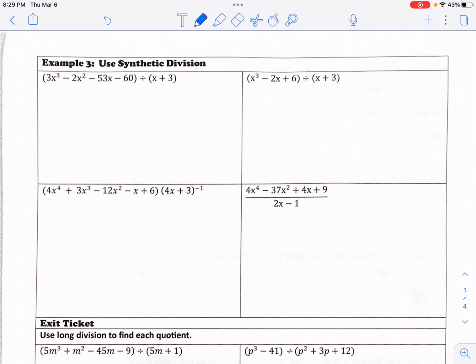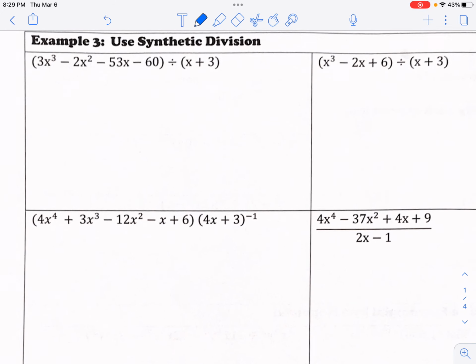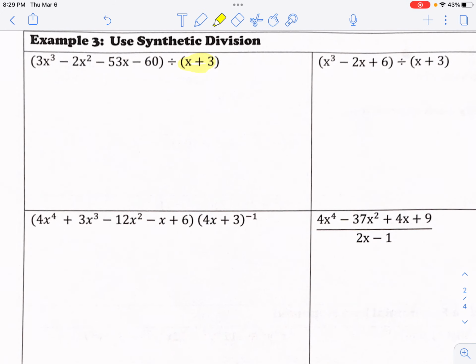So, let's get started with problem number 1. The first thing I recommend doing is, whatever we are dividing with, you're going to want to set this parentheses equal to 0. So in this case, we want to set it equal to 0. X plus 3 equals 0, minus 3. Again, it should be pretty easy. You get x equals negative 3.